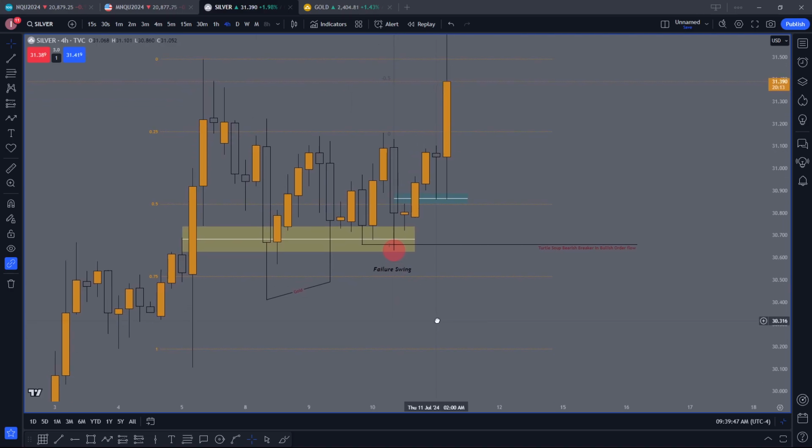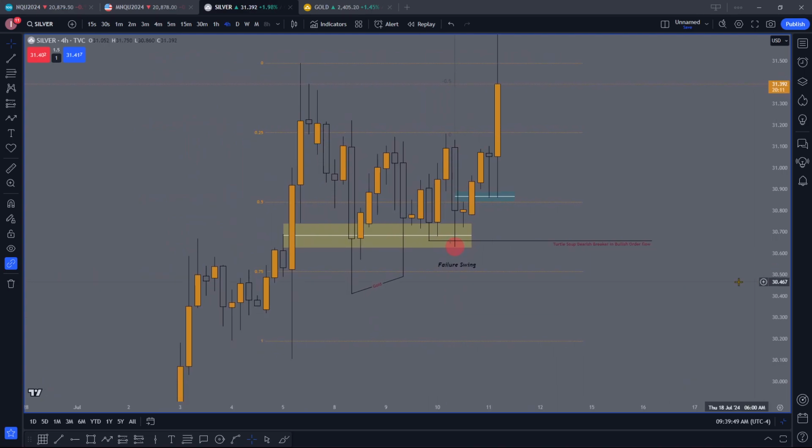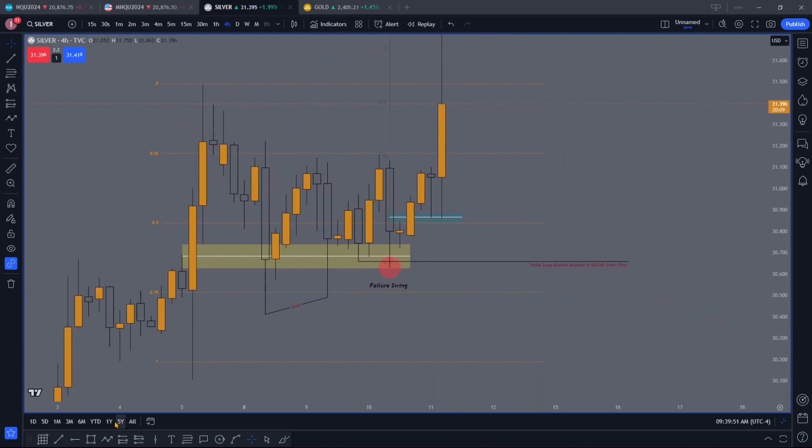There are three scenarios which are taught by Adenomics. The first one is if we take this low, the second one is if we SMT it, and the third one is if we have a failure swing. So us having a failure swing is perfect. It's actually in our interests.